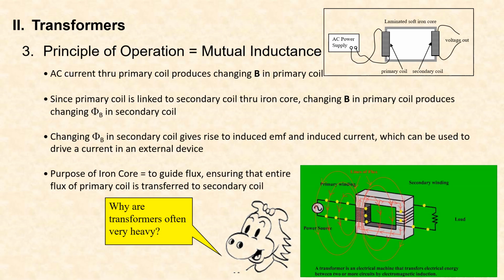So the question here is posed, why are transformers often very heavy? Well, you can imagine that that laminated soft iron core is quite heavy. And transformers tend to be clunky devices. They tend to be somewhat immobile because those laminated soft iron cores add a lot of weight to the device.